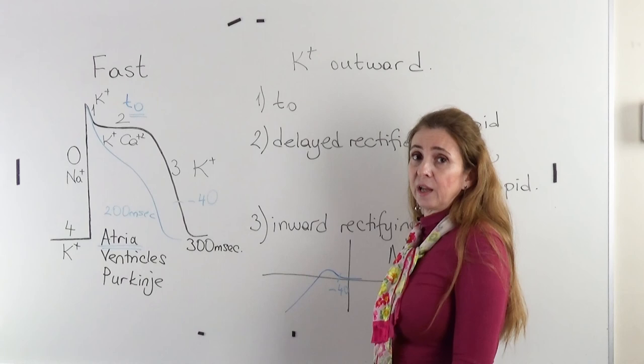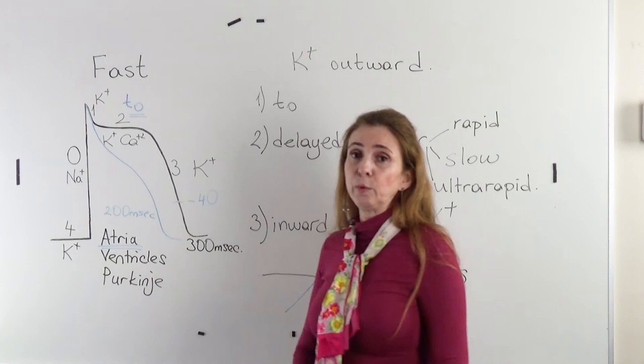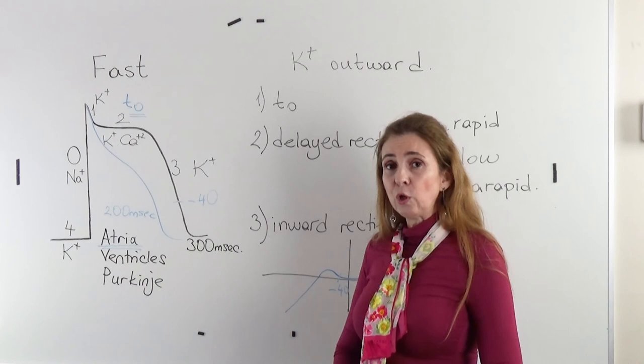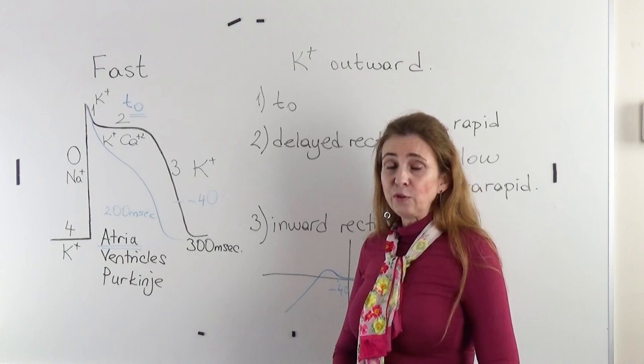action potential, which is mainly observed in atria, ventricles and Purkinje. In our next video, I hope to explain the slow action potentials, which take place in sinoatrial and atrioventricular nodal cells.